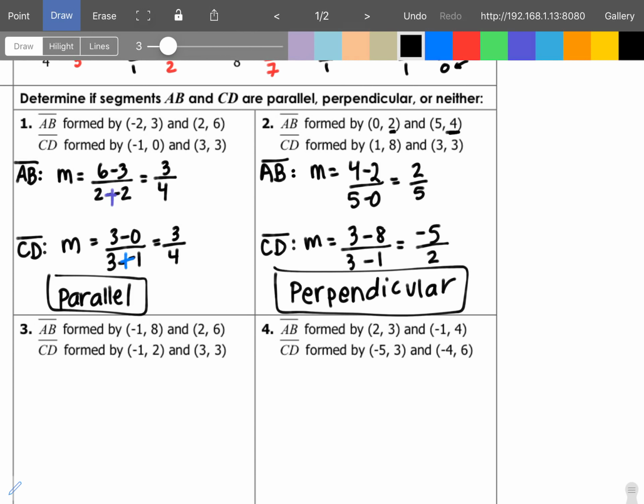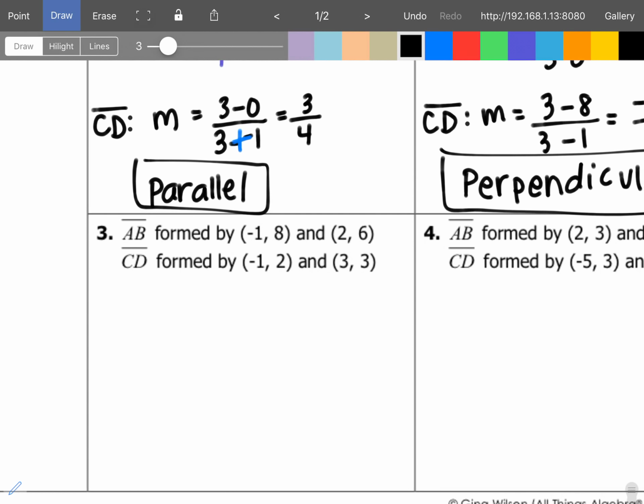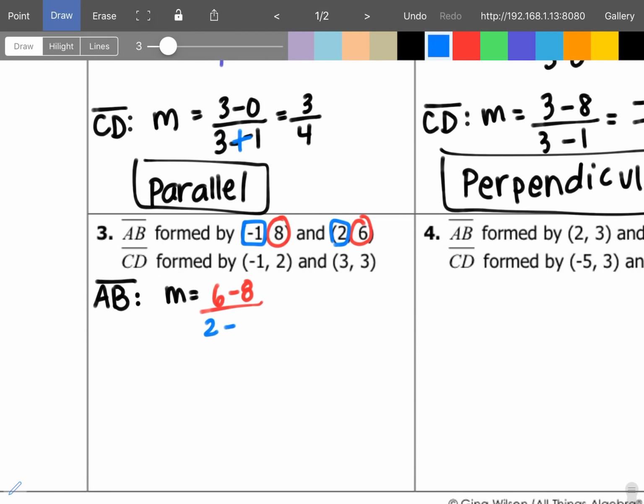Okay. Let's do 3 and 4. So AB, we're finding the slope. So m equals y2 minus y1, so 6 minus 8, over x2 minus x1, so 2 minus negative 1. So when we have minus and negative, we make that a positive. 6 minus 8 is negative 2. 2 plus 1 is 3. Negative 2/3. Okay, let's find CD.